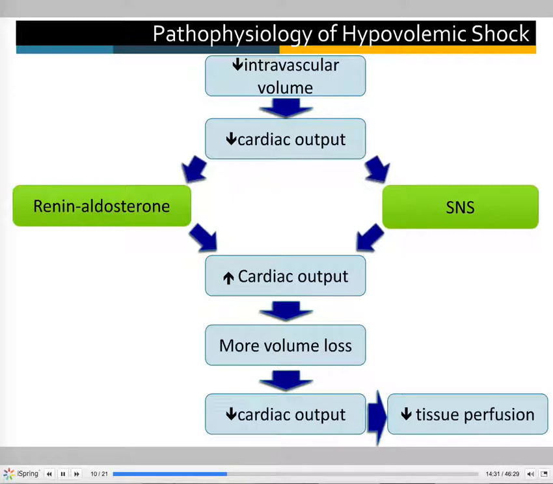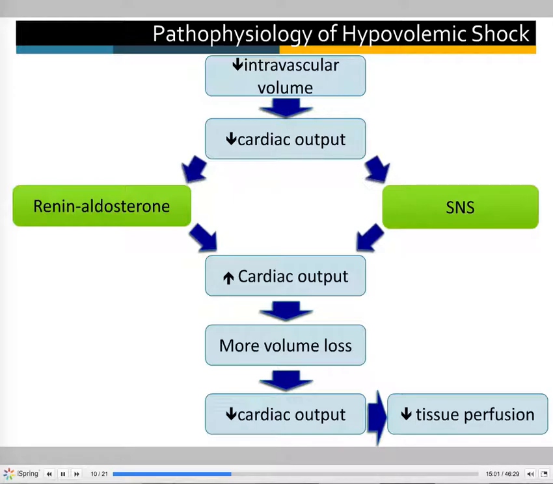Vasoconstriction causes resistance. Okay, so there's an increase in systemic vascular resistance, SVR. That increases afterload. Anytime you have constriction, you're going to have an increase in afterload. When you increase afterload, okay, then you will increase cardiac output. So remember, we're trying to get more blood to the tissues to perfuse them.